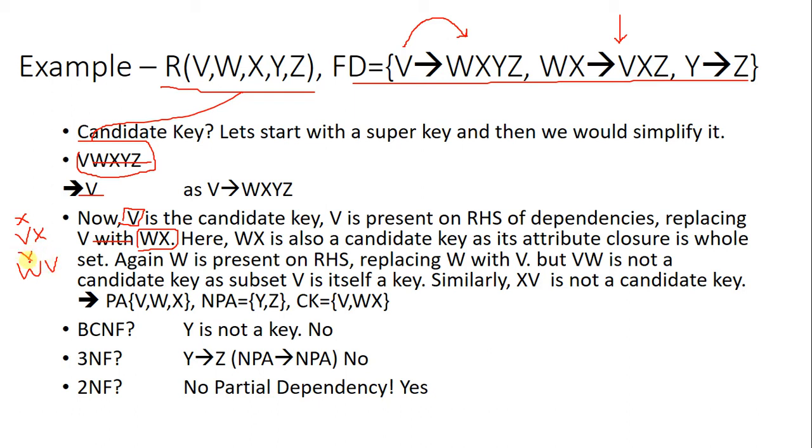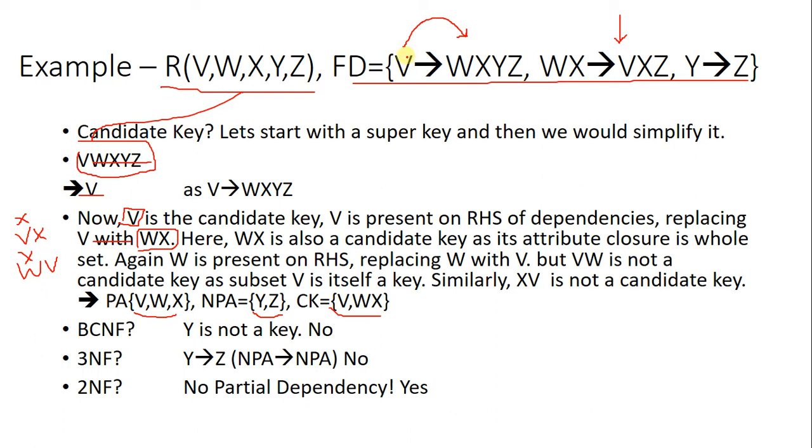So we have just 2 candidate keys, V and Wx, and from here you know that we have 3 prime attributes, that is V, W and X, and other attributes are non-prime attributes, that is Y and Z. Now we start with the highest normal form, BCNF, and it says that in the functional dependencies set, there should be only keys on the left hand side.